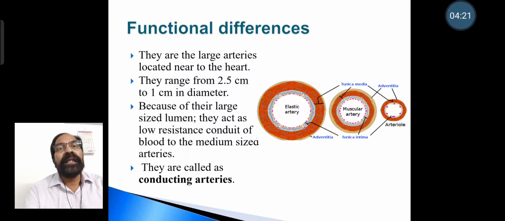Elastic arteries are large arteries located near the heart. They range from 2.5 centimeters to 1 centimeter in diameter. Because of their large size, lumen, they act as low resistant conduit for blood to medium sized arteries. They are called as conducting arteries.